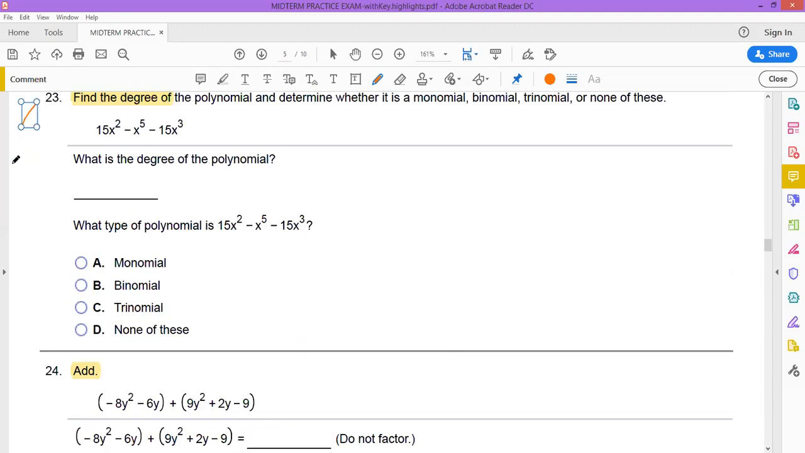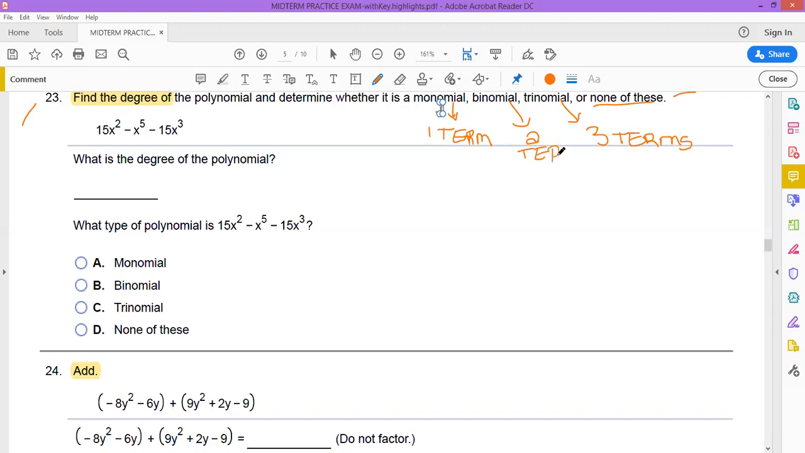All right, let's look at number 23. We're finding the degree of the polynomial, and we're determining whether it's a monomial, binomial, trinomial, or none. Remember, monomial means we have one term. Binomial means we have 2 terms, and a trinomial means you have 3 terms. If your expression has more than 3 terms, then you would say none of these.